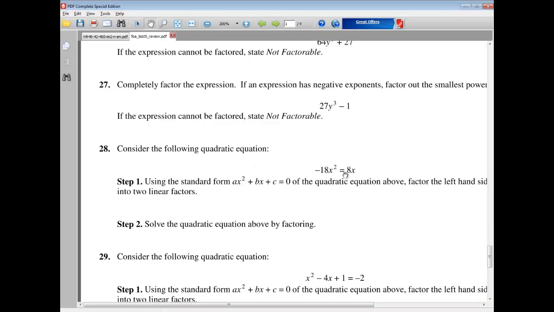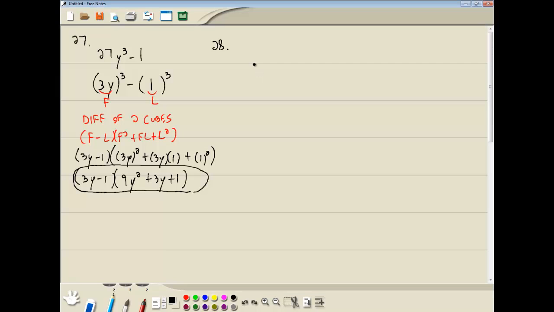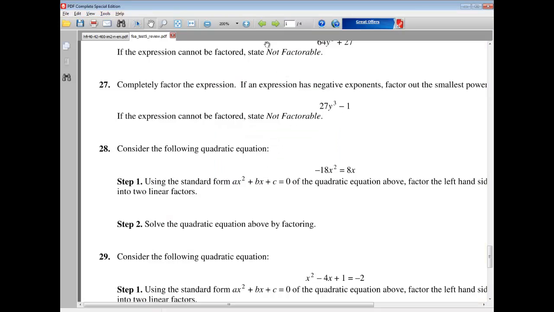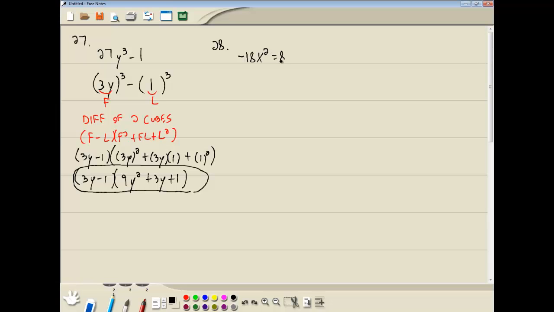Okay, number 28. We've got negative 18x squared equals 8x. Now this one, we want to use the zero factor property to solve it. The zero factor property says you have to get 0 on one side. Doesn't matter which side. I'll take the 8x and move it over to the left side. So we've got negative 18x squared minus 8x is equal to 0. Zero factor property, get 0 on one side. And then we want to factor the other side.